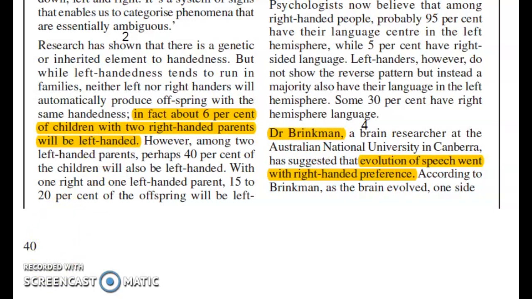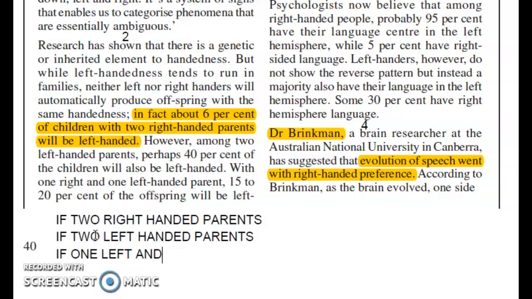Let's write on here. If two right-handed parents, or if two left-handed parents, or if one left and one right, we have to find out the percentage of left-handed offspring. Let's find out. In fact, about 6% of children with two right-handed parents will be left-handed. Two right-handed, 6%. However, among two left-handed parents, perhaps 40% of the children will also be left-handed. For two left-handed, 40%.